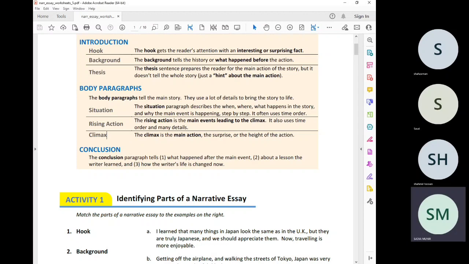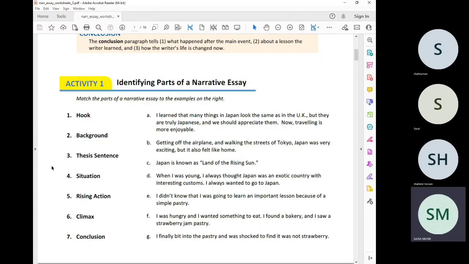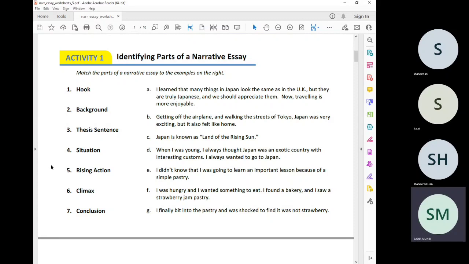Let me finish first, right? So we were talking about body paragraphs. We had talked about situation, then rising action and climax. The climax is the main action, the surprise or the height of the action. Then we have conclusion. Now this is an interesting activity in which we identify parts of narrative essay. We have hook, background, thesis sentence, situation, rising action, climax, and conclusion.